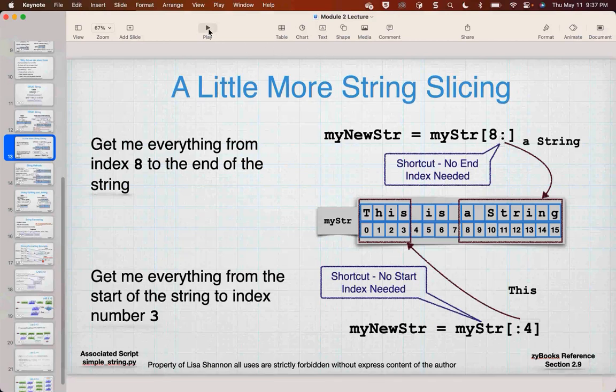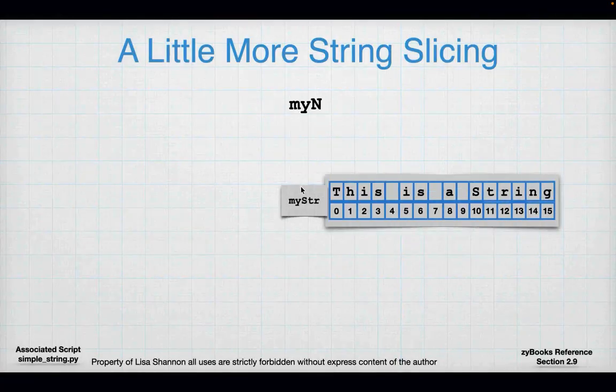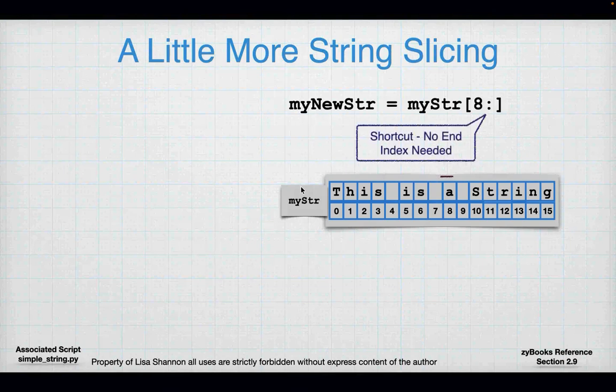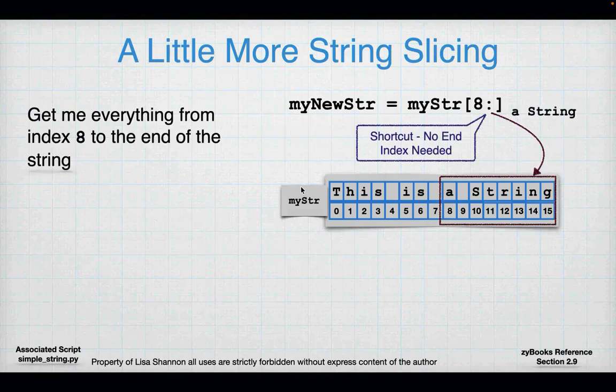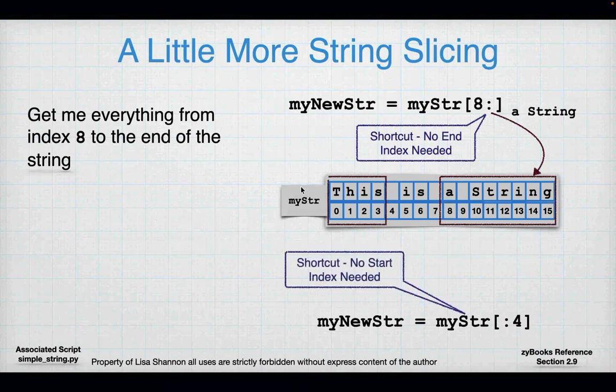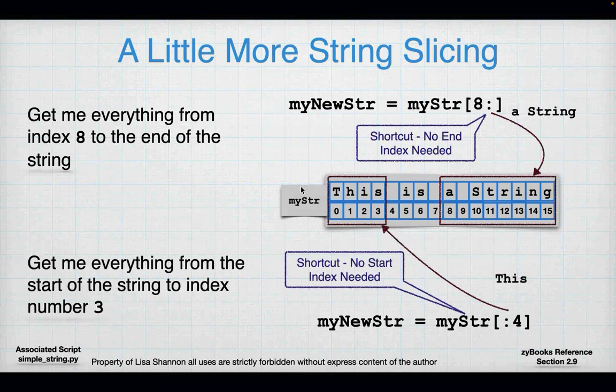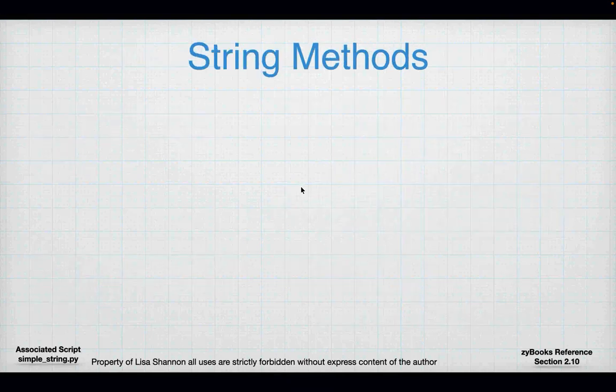So a little more about string slicing. This is just some really handy shortcuts that you can do when you're string slicing. So I want to create a string starting at index 8 and going to the end of the string. I don't have to calculate the end of the string. Simply leave the second number off after the colon, and you will get the remainder of the string. And I can do the opposite. I can say, get me a string from this other string starting at index 0 and going to 4 minus 1. So those are some nice shorthands.